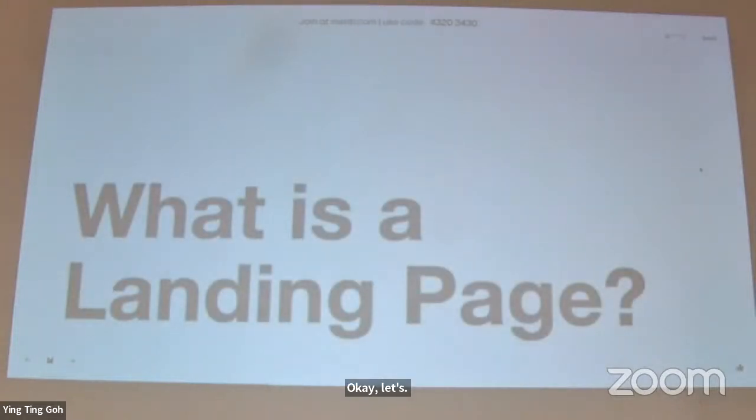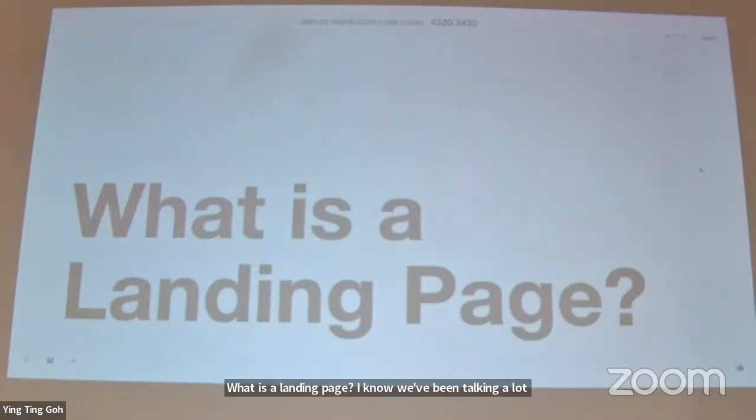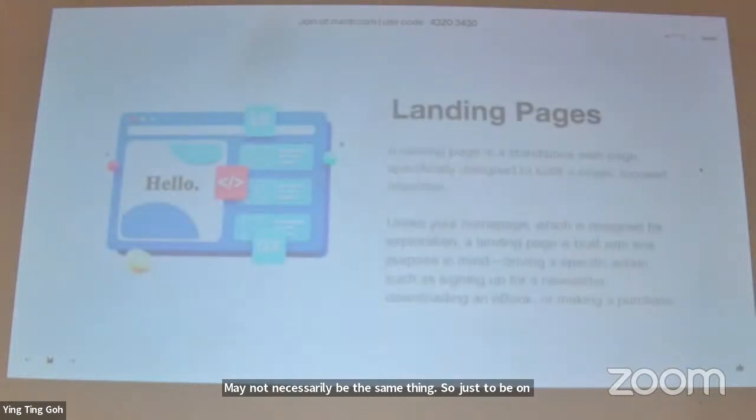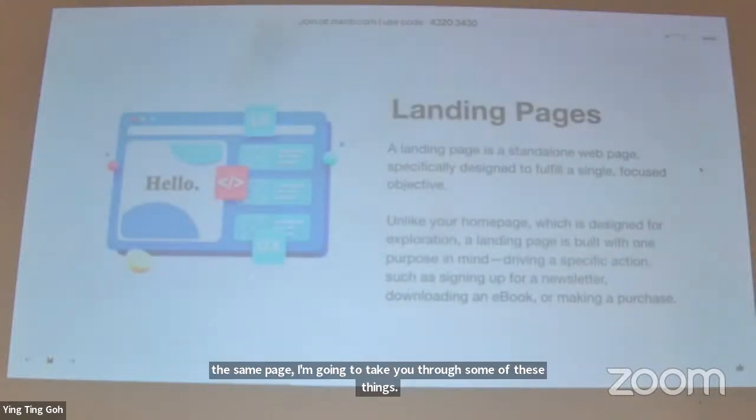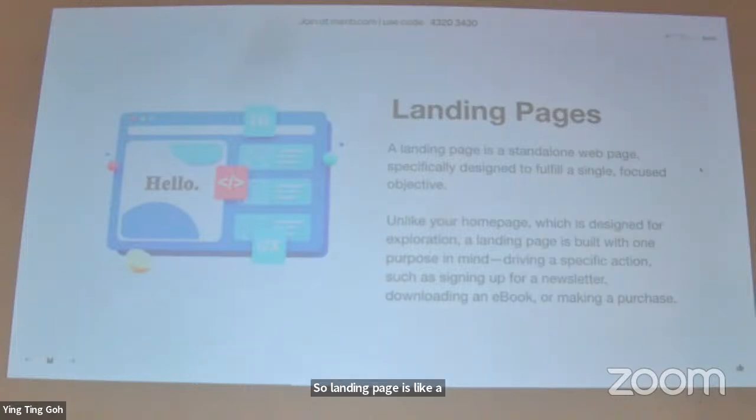What is a landing page? I know we've been talking a lot about it, but I have a feeling that a lot of us might have some overlaps in the information, but some of us may not necessarily be thinking of the same thing. So just to be on the same page, I'm going to take you through some of these things. So a landing page is a standalone web page, like a website, but a solo page. And we're specifically designing landing pages to fulfill a single focus objective.